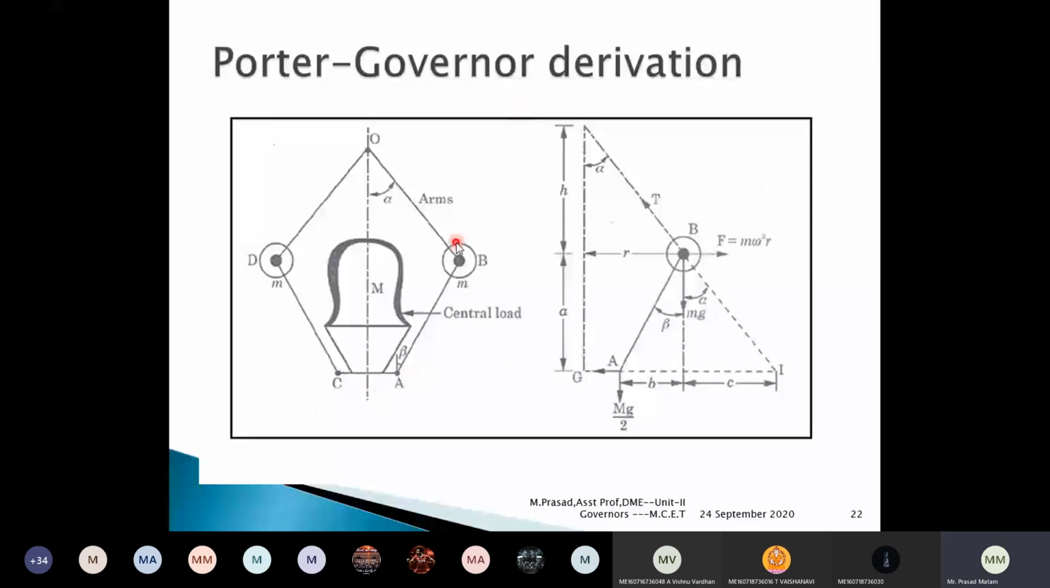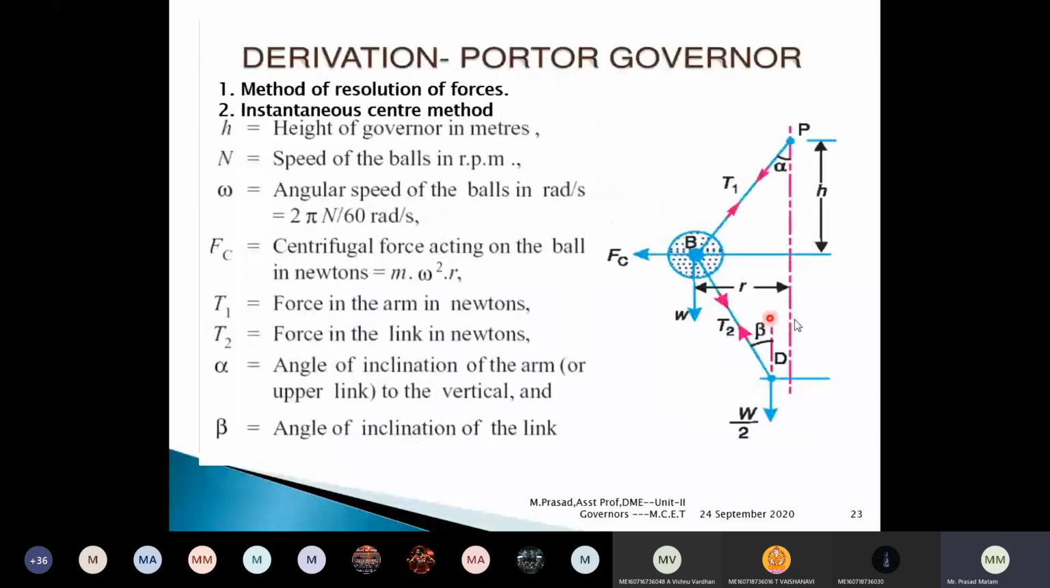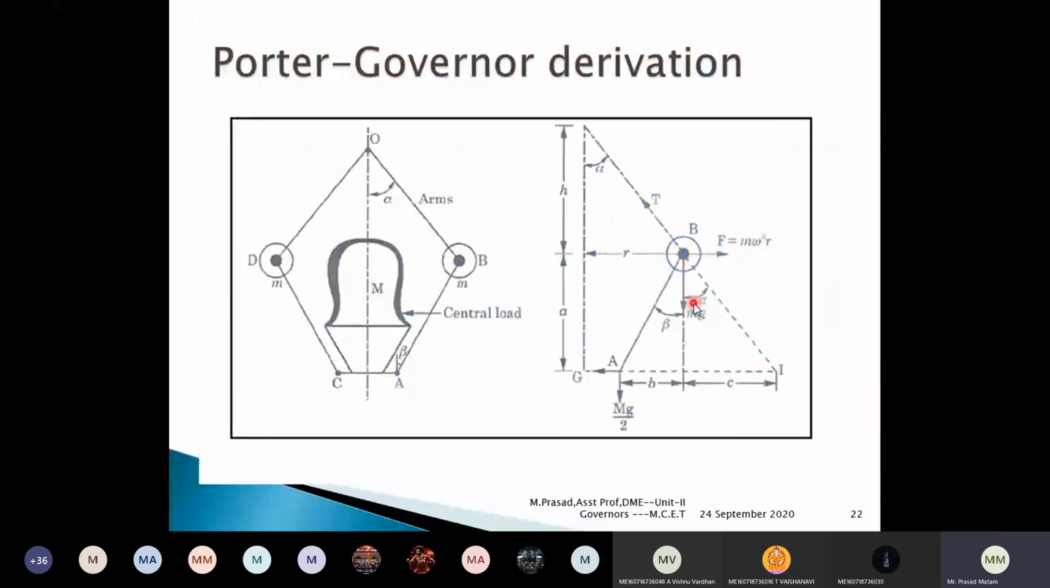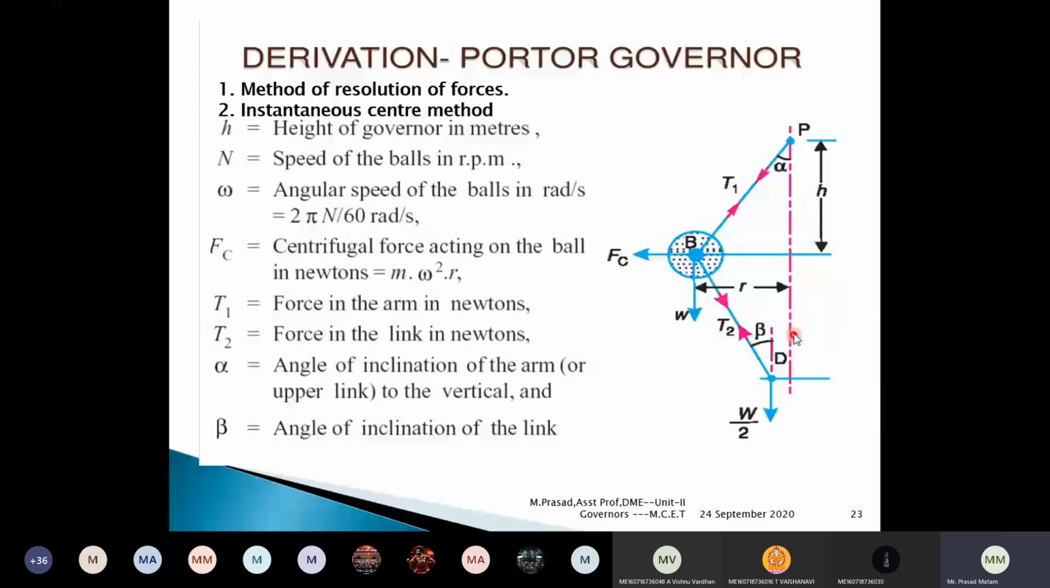This is the diagram of the Porter governor, and T is the tension in the arms. You can find the tension in both the upper arm and the lower arm. This we are going to solve by using the instantaneous center method. Now I'm going to derive the Porter governor with respect to the instantaneous center method. You can see all these parameters here. The same diagram that you have seen, I have drawn again here. Fc acts on the right side portion of the diagram, and this figure represents the left side portion. We have to consider either the left side or the right side.